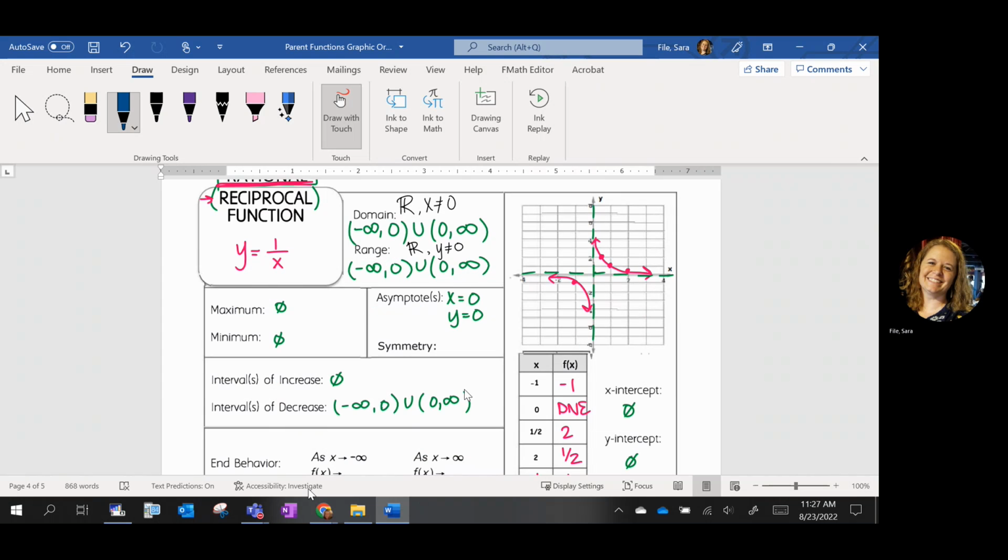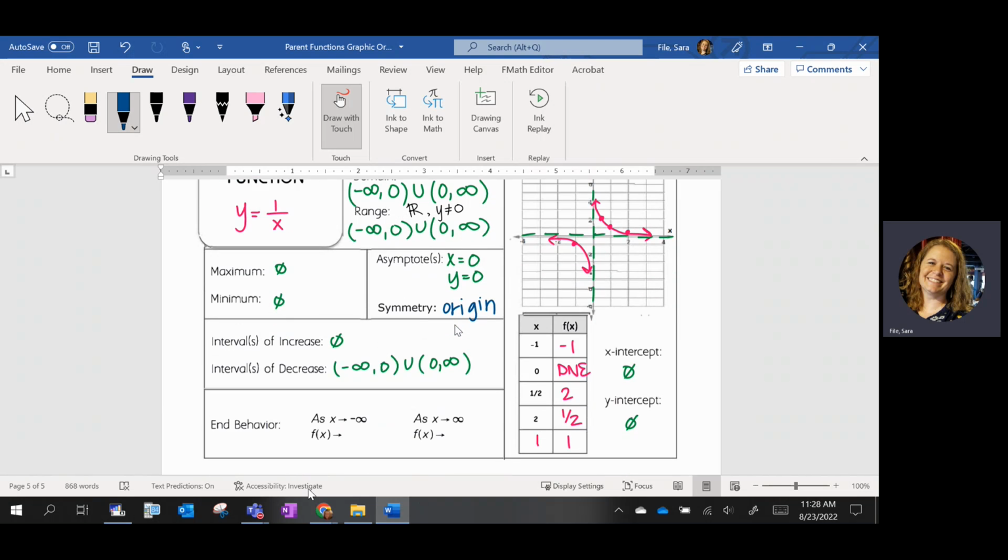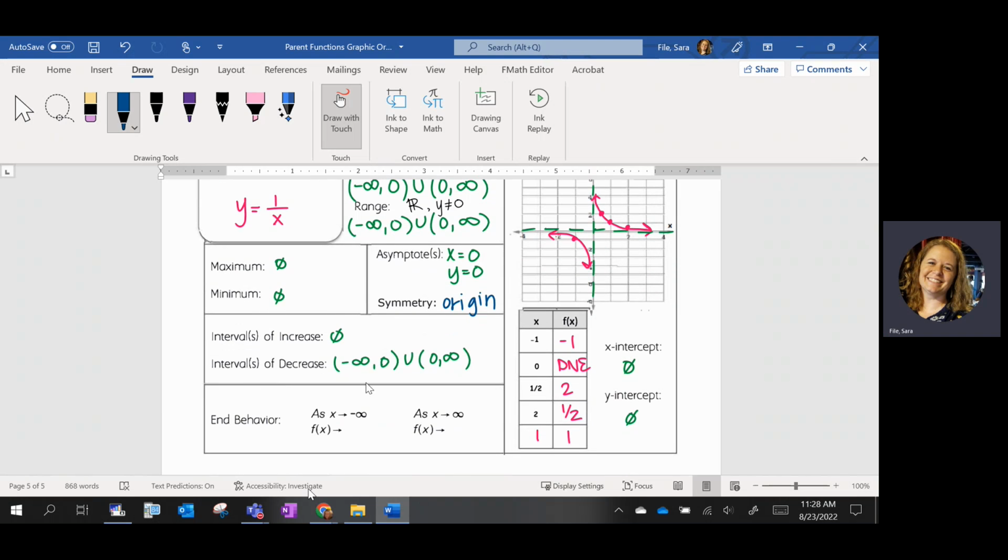Last one. Any symmetry for the rational function? Origin symmetry again, that was in the notes. It was a rational function that they used in one of those examples. All right, what about end behavior? As our graph goes to the left, what's f of x approaching? Okay, yeah, it's 0. I heard negative infinity, but look at the graph closely.